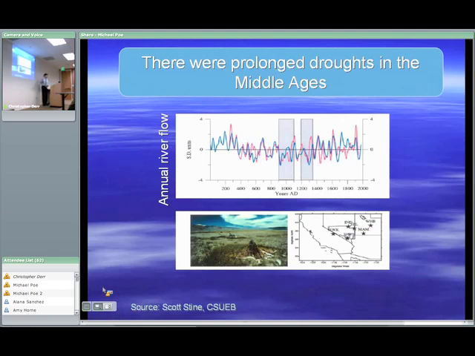This is the last slide I'm going to show you on observations, and this is a reconstruction of a river flow. And I've got to be honest, I don't remember where the river is, but this is from work by a guy named Scott Stine at what used to be called Cal State Hayward, now Cal State East Bay. But what he's shown is that in the Middle Ages, in many regions of the West, there were these really prolonged, very severe droughts. And again, this is a reconstruction of river flow, and he's showing, and you probably can't read this, 80, 1,000, 80, 1,200, these droughts that lasted centuries.